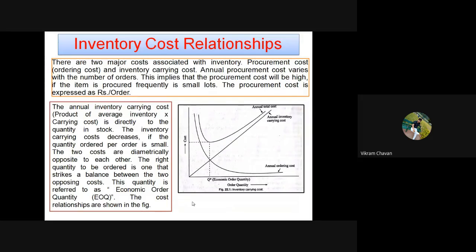By considering the annual total cost, we get this particular graph, and the lowest cost on this graph is at the intersection point of the annual inventory carrying cost and the annual ordering cost. The quantity associated with this particular point is the economical order quantity.